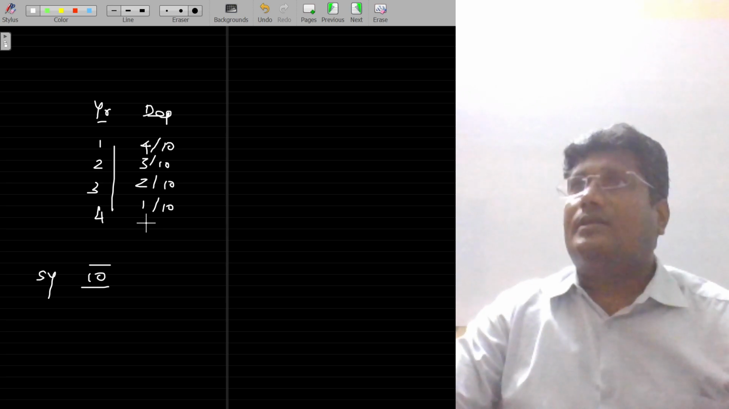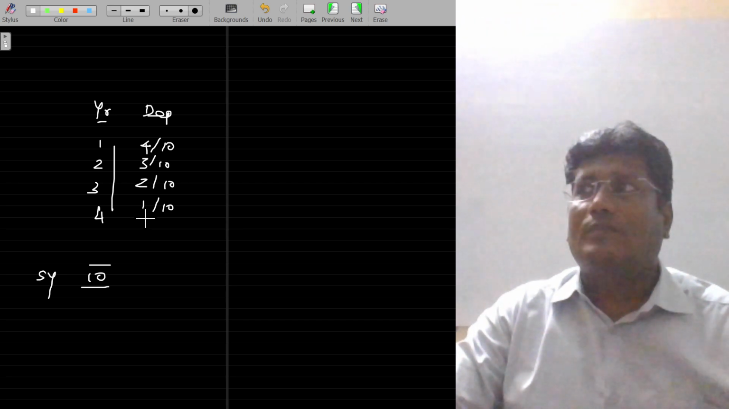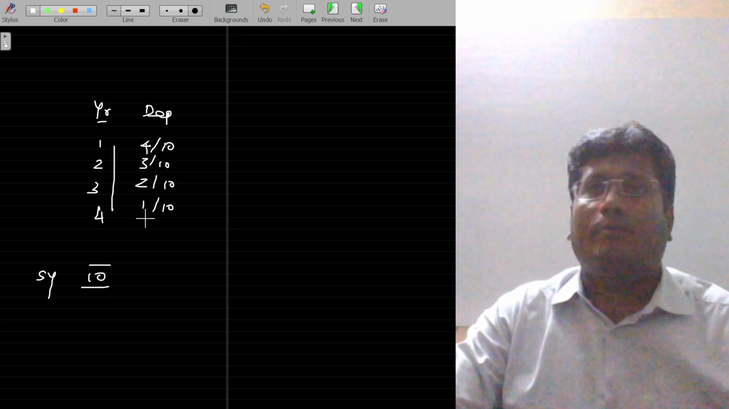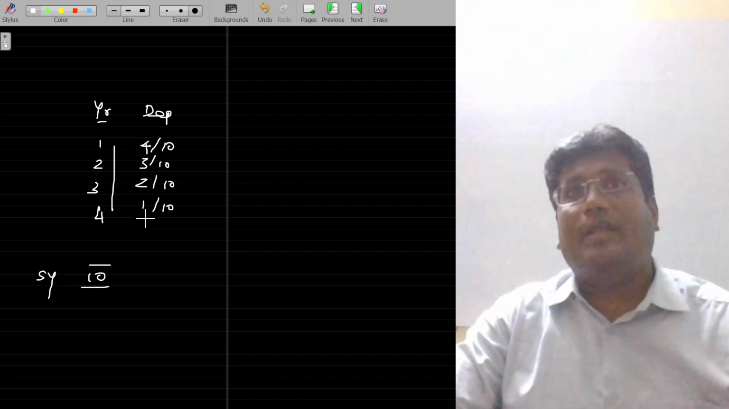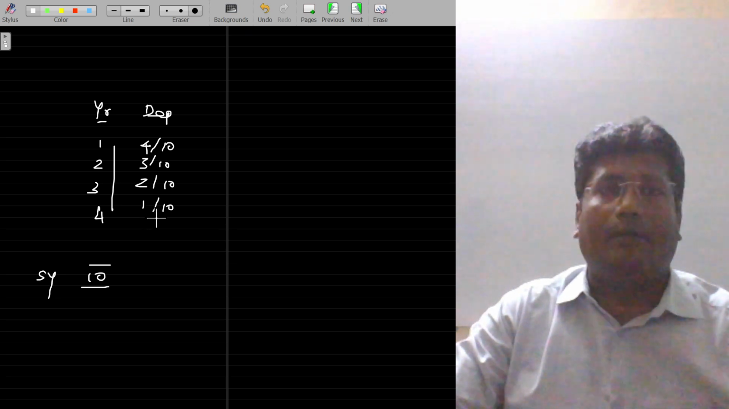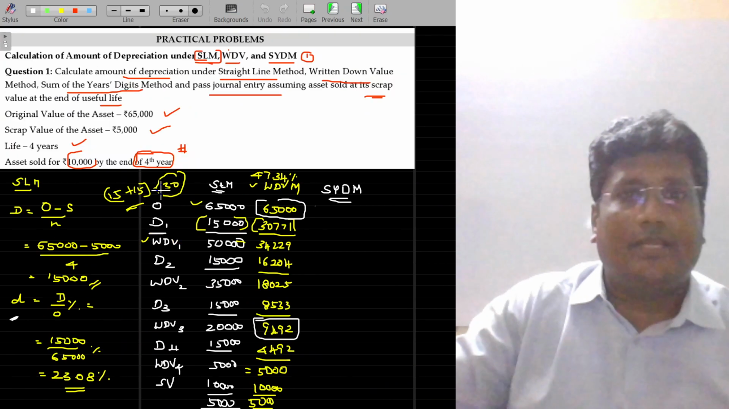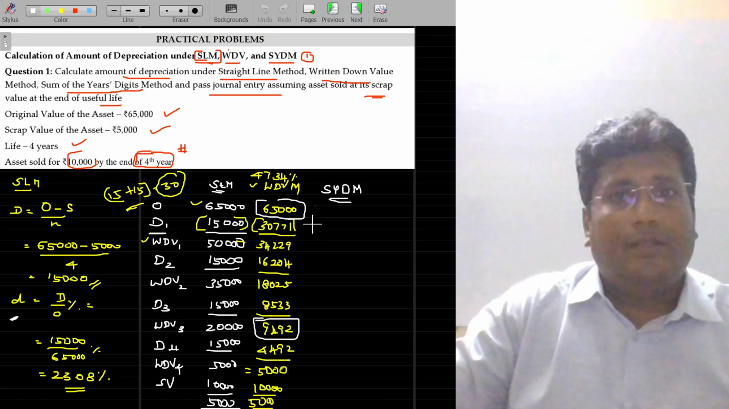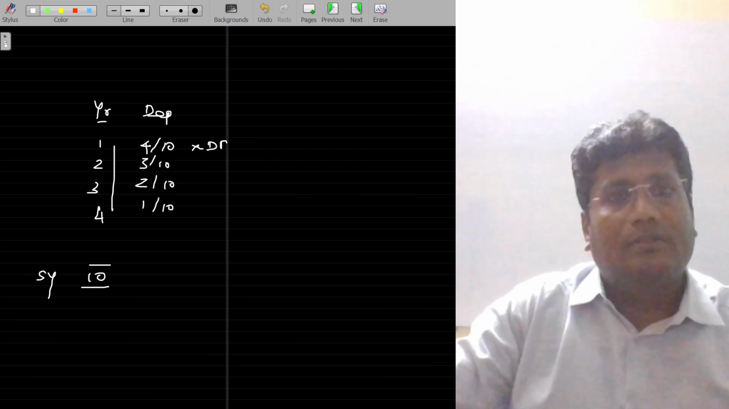If the life of the asset is 5, you have to sum the 5 years: 1 plus 2 plus 3 plus 4 plus 5, 15 will be the total. The first year depreciation is 5 by 15, the second year depreciation is 4 by 15, and that's how it will come. This is called the sum of the years digits method. So for the first year, the formula is the fraction into the depreciable amount, and that's how you can calculate.